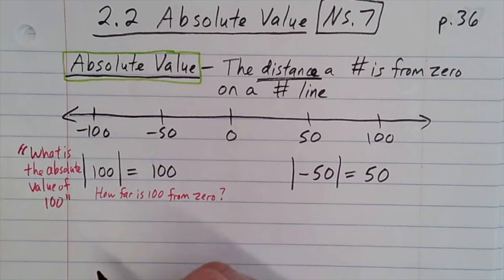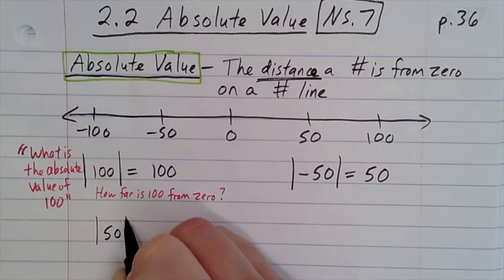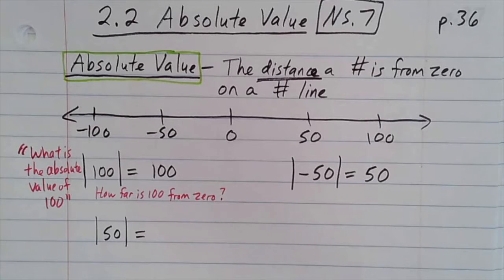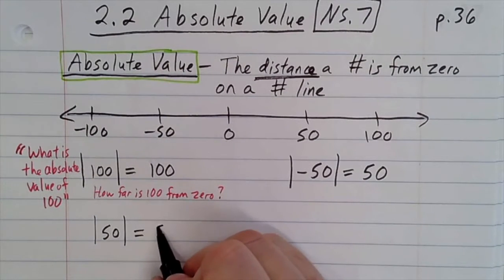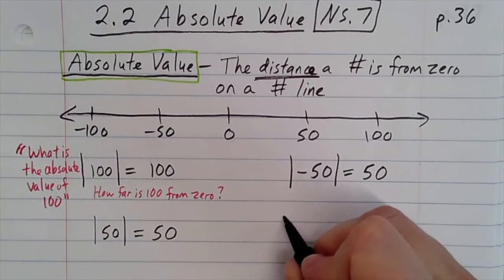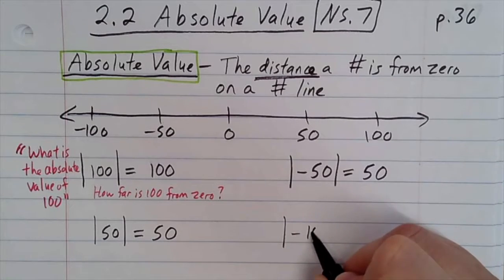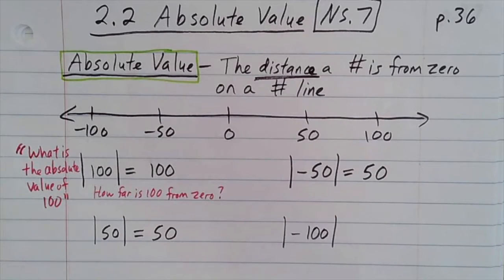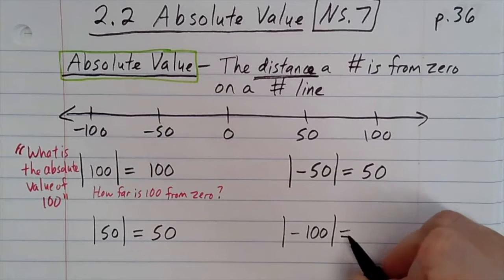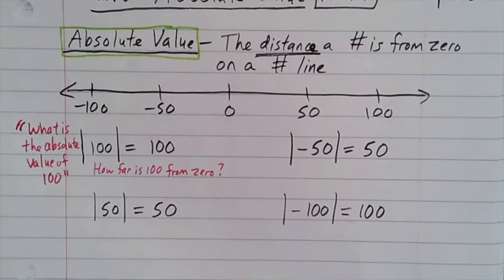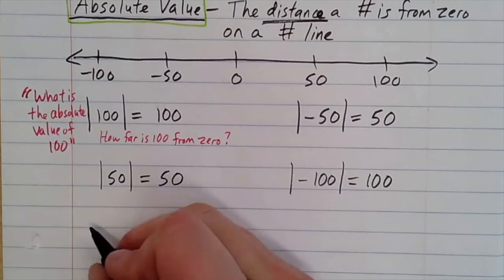You don't go for a run, go 2 miles, and say I ran negative 2 miles. What if I give you this example and I'm asking, what is the absolute value of 50? It's 50. If I give you this example, I'm asking, what is the absolute value of negative 100? It's 100.